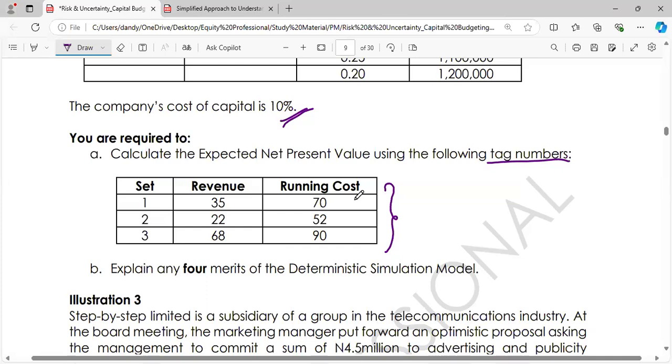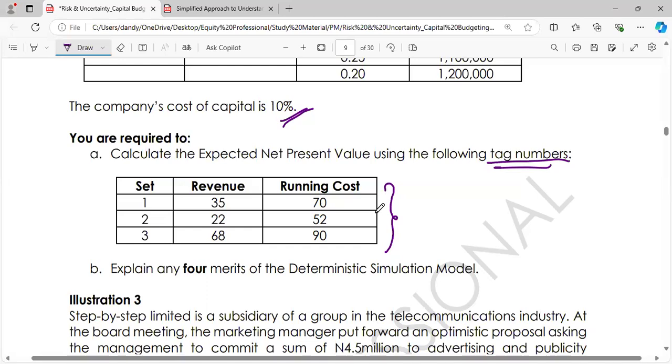That's the only unique way of simulation, because it's only simulation that makes use of random number. Every other technique doesn't make use of random number. So in this question, the examiner wants us to determine expected NPV. The examiner did not tell you to use simulation, but it is implied because you have been given random number. So what are we supposed to do to solve this question?